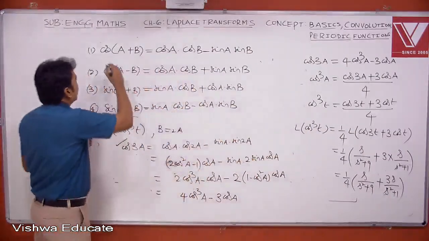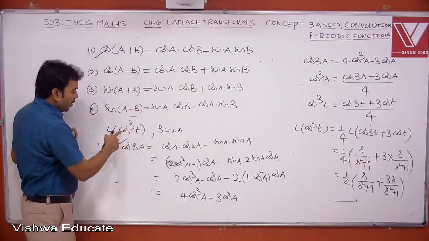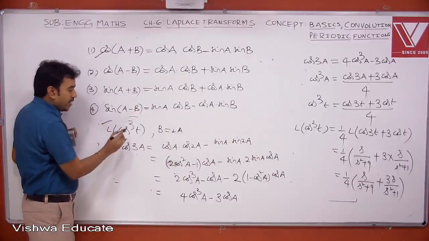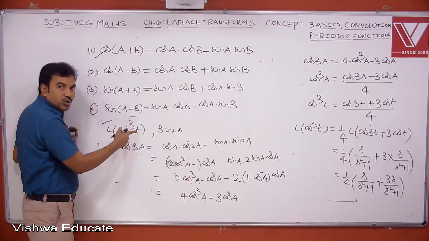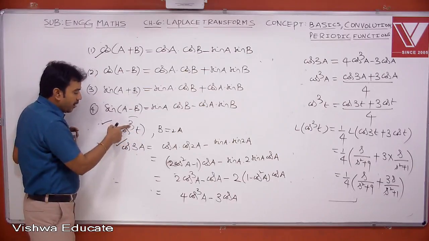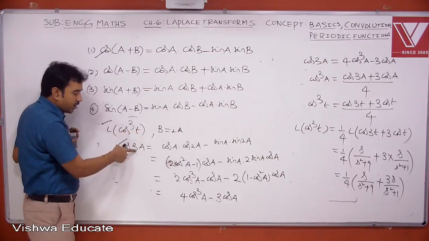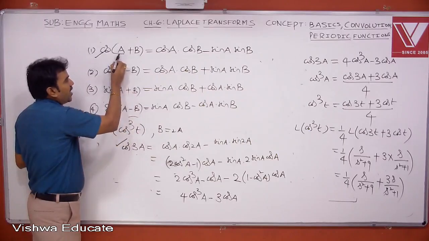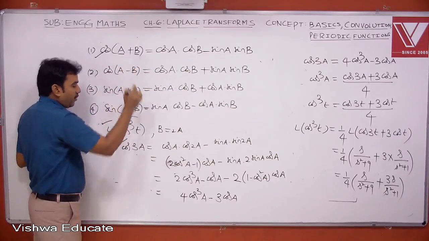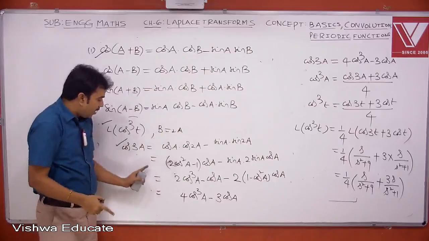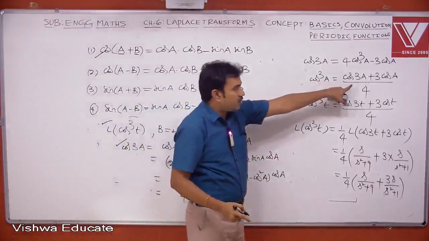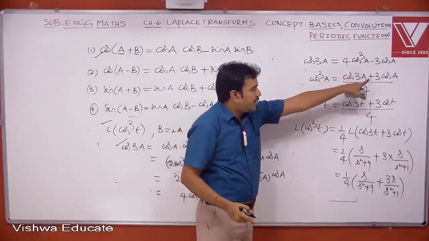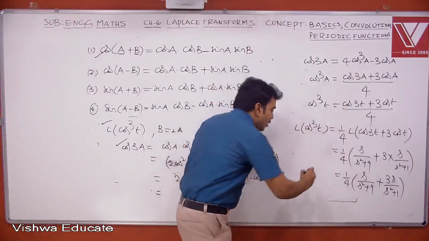Let us apply this formula. I want Laplace of cos cube t. If I want Laplace of cos square t, I expanded cos 2a. Similarly, to get Laplace of cos cube t, expand cos 3a. Take A as it is, but B is replaced by 2a. So we got cos 3a equal to this. So finally cos cube a equals this expression. Now they become linear functions. Apply the Laplace, we get this.